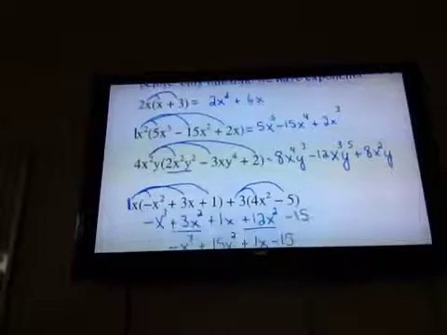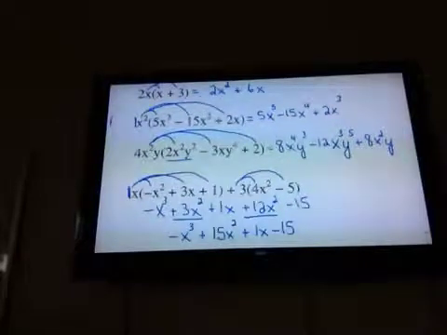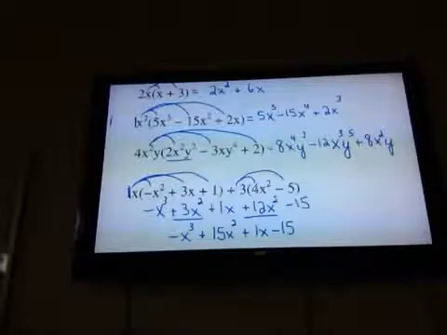Okay, take a second, a minute, 30 seconds, I don't know. Look those over and see if we have some questions on the distributive property like you've seen before.